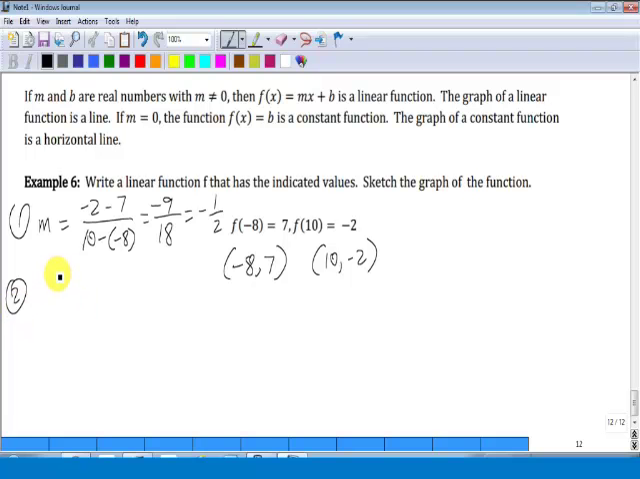Step 2, point slope form. I'm going to write down the point slope form and then I'll substitute. We're going to be using y minus y sub 1 equals m times x minus x sub 1. Either point will work. Would anyone really strongly prefer the 10, negative 2, or would it be okay to use the negative 8, 7 since it's already conveniently labeled x sub 1, y sub 1? That'd be good. y minus 7 equals negative 1/2 times the quantity x minus negative 8.